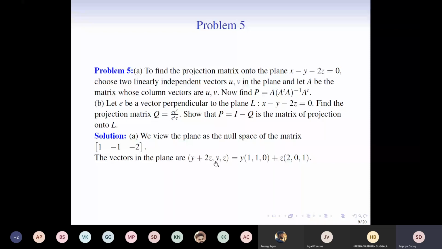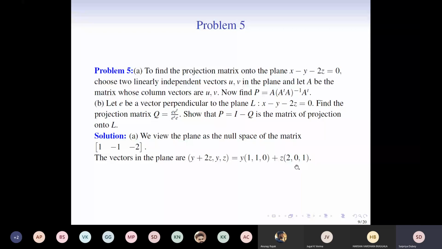Here we can see that this is pivotal, and corresponding to the two non-pivotal columns we have y and z. They are free variables, and this will be dependent on y and z. So we write it in terms of y and z, and then we pull out y and z to see that it can be written like this. Which means that the space is the linear span of (1,1,0) and (2,0,1). This gives us two linearly independent vectors in the plane.